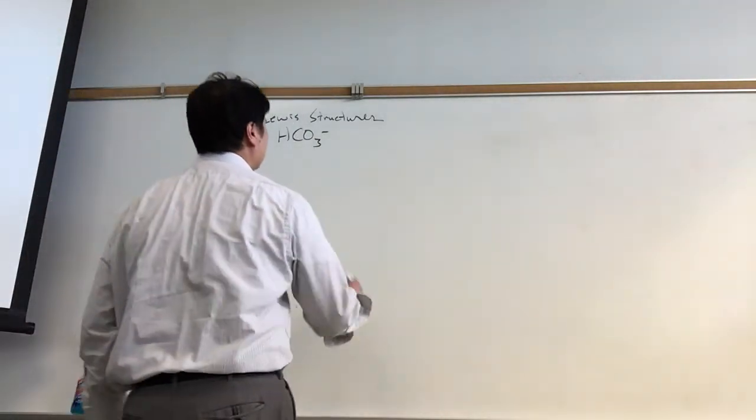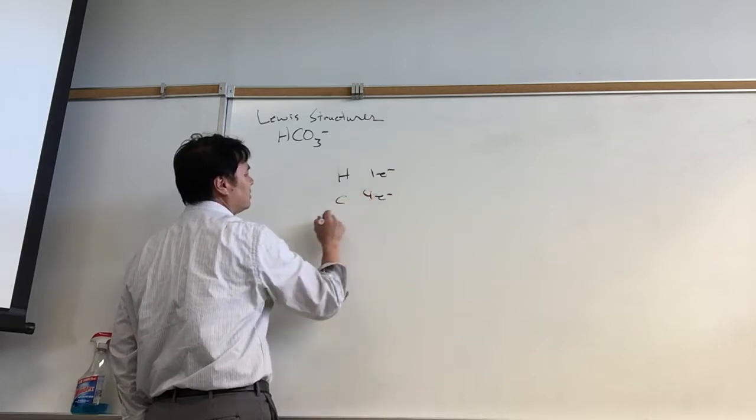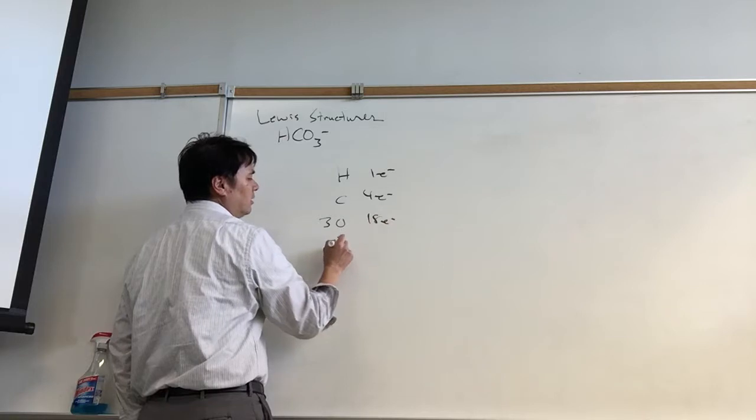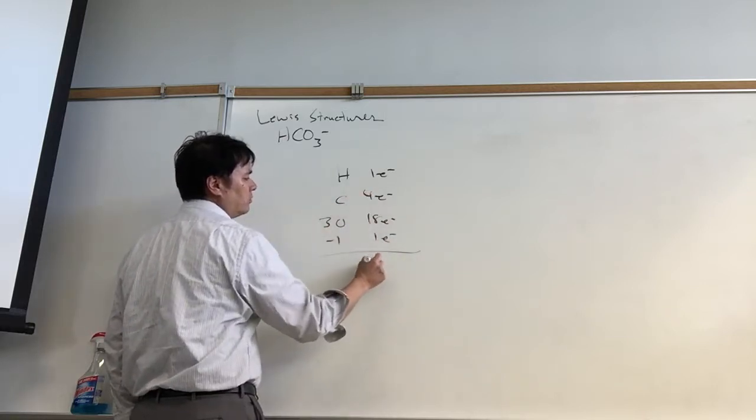So yeah, 24 is right. Hydrogen has 1 valence electron. Carbon has 4 valence electrons. 3 oxygens, each oxygen 6, so it's 18. And then the -1 charge, which is an extra electron, is 24 electrons total.